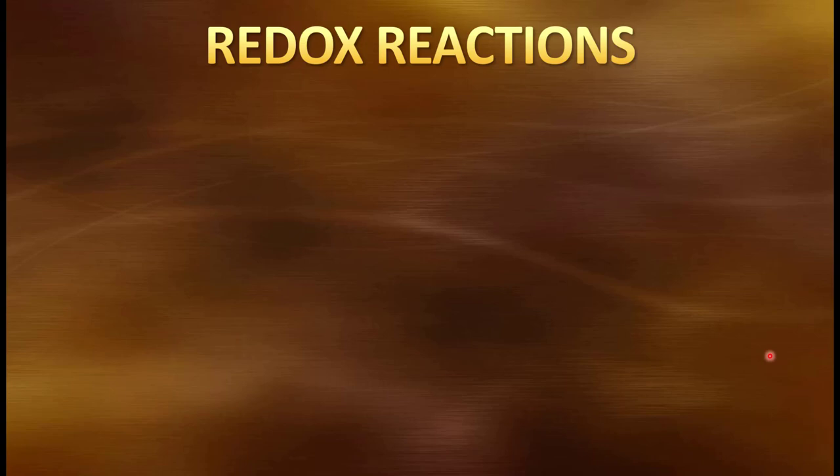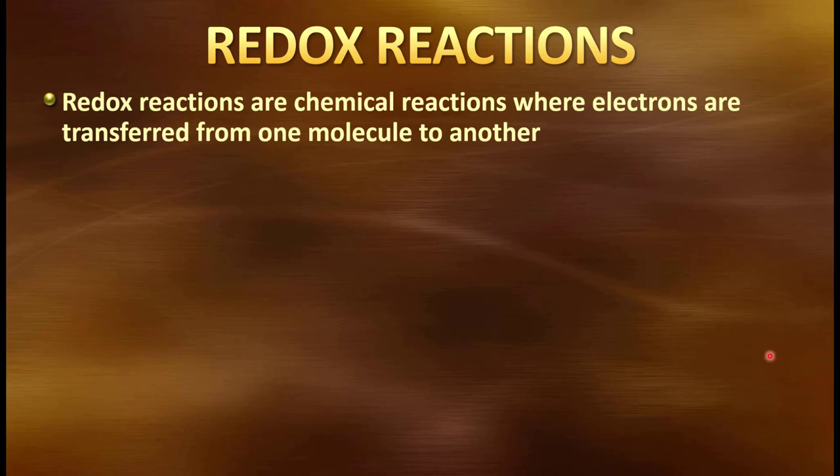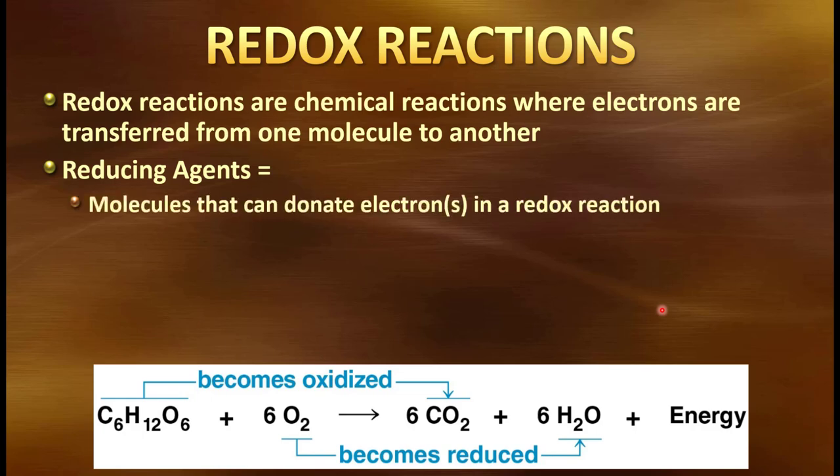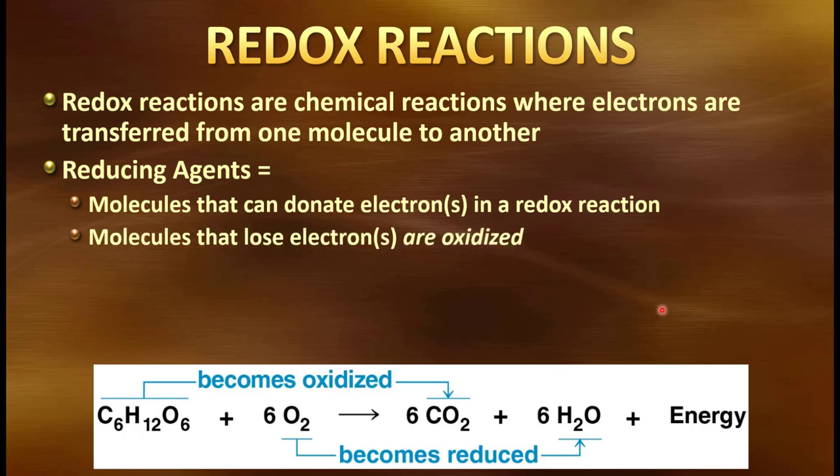These are reduction-oxidation reactions, also known as redox reactions. Redox reactions are where electrons are transferred from one molecule to another. You've probably learned about this in inorganic chemistry. In a redox reaction, we have one molecule that will be oxidized and another will be reduced. And then we also have a reducing agent and an oxidizing agent. Reducing agents are molecules that can donate electrons in this redox reaction, so they can give up electrons. When they give up those electrons, they become oxidized.